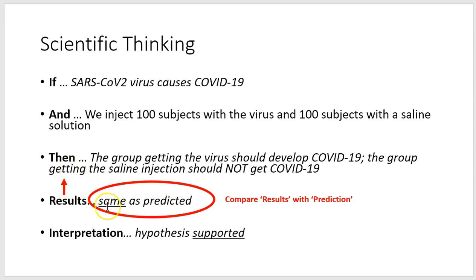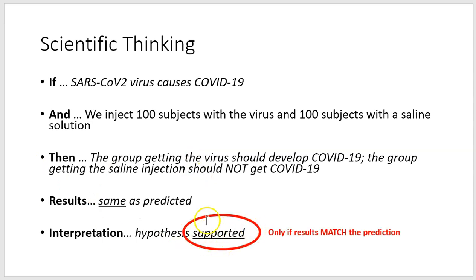Now, I've written it down here that the results were the same as what we predicted. But remember, we made this prediction assuming the hypothesis was true. So if the results are the same as the prediction, then that's evidence that the hypothesis really is true. So we would say the hypothesis is supported. But again, we only conclude this if the results match the prediction.